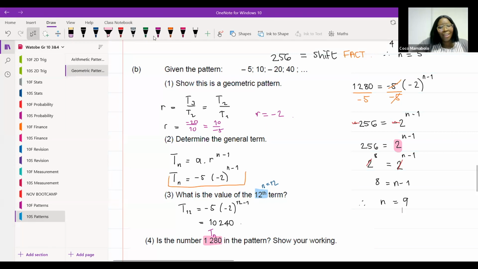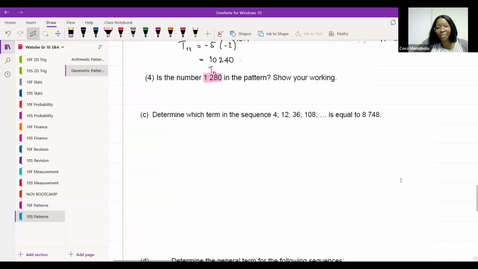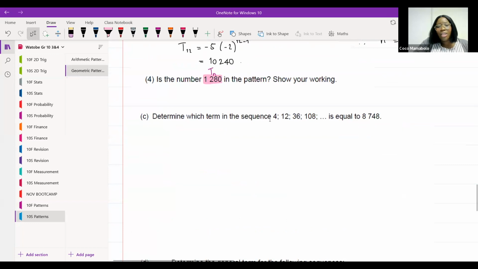Beautifully done. Okay, let's look at this next one over here. It says: determine which term in the sequence 4, 12, 36, 108 is 8,748. So we know that in order to find this, this is our Tn, guys. This is what we need to substitute into. What do we need to find in order to substitute that number into Tn? There are two things that we need to find. What are those two things?